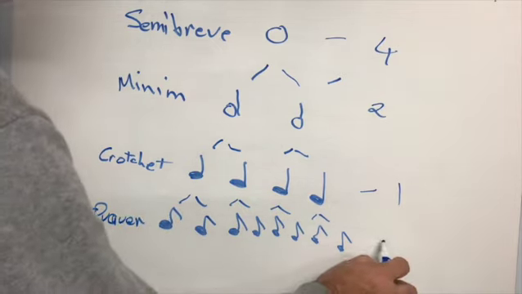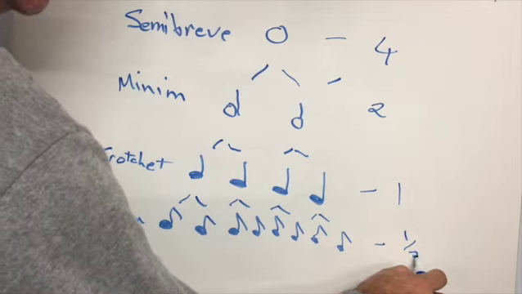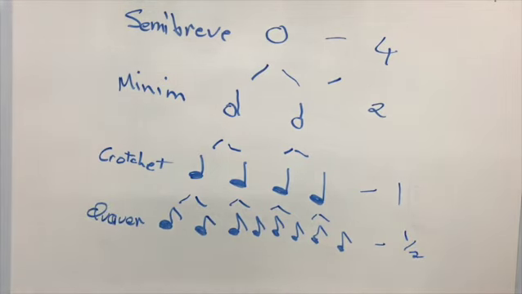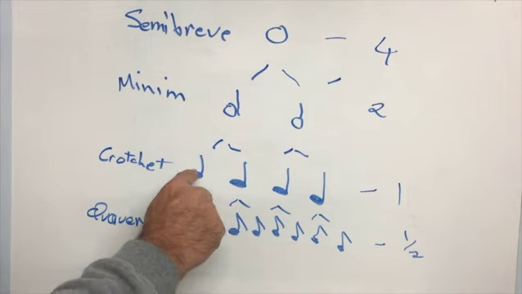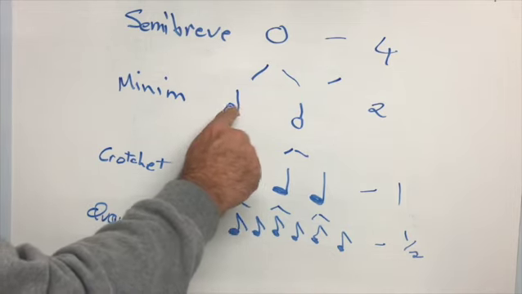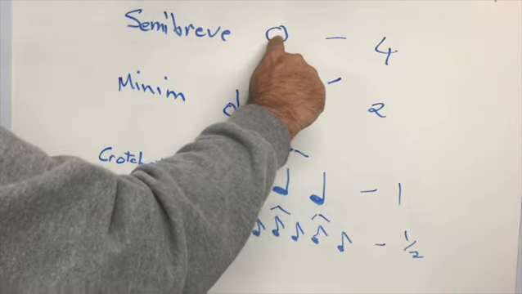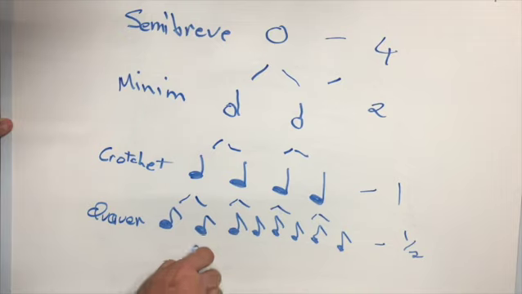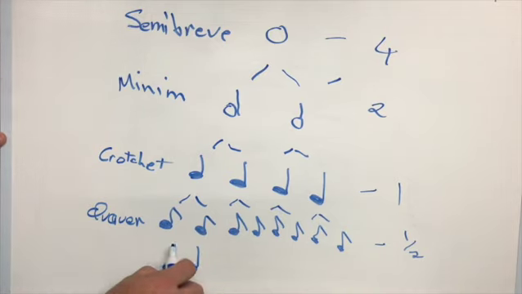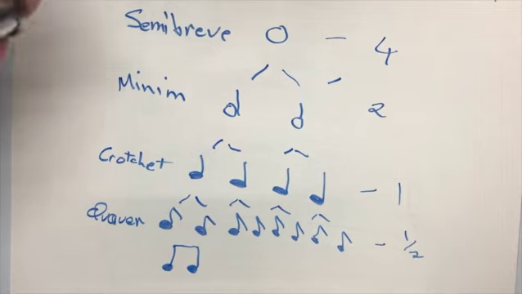What's half of one? Half. So a quaver is worth half. Two quavers together equal a crotchet. One beat. Two crotchets together, a minim, worth two. Two minims together equal a semibreve, worth four. When you write two quavers together, side by side, you normally join the little tails across.